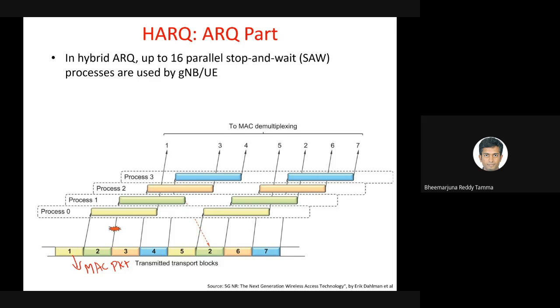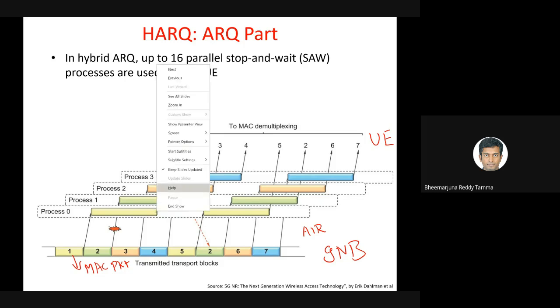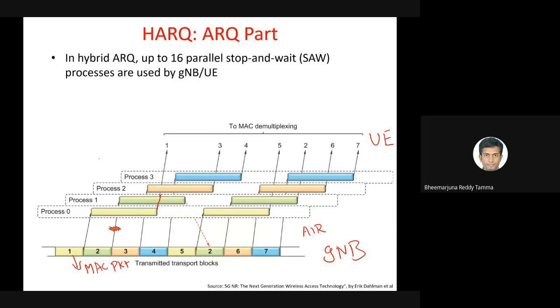So look at what happened here. Let's assume that this could be at the base station side, and this is at the user equipment side, and this is over the air. The first one is received by process 0 and it has been successfully decoded. And there is no error, so it is demultiplexed successfully.